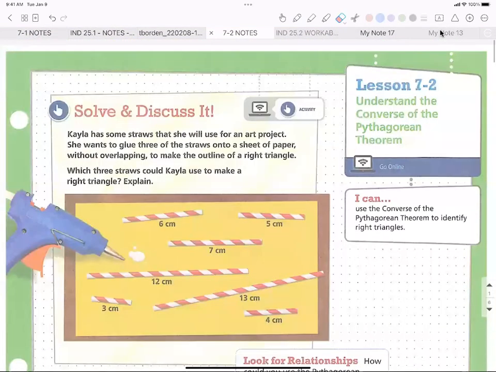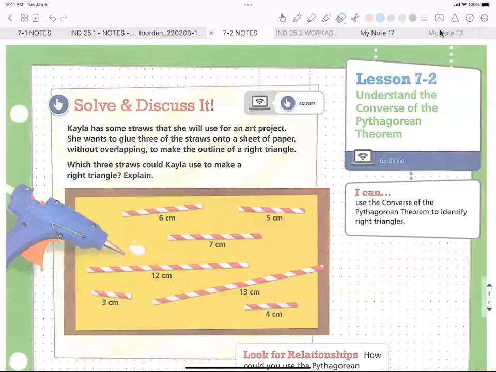So today is 7-2. It says, understand the converse of the Pythagorean theorem. That is a big mathy way of saying that we're going to use the Pythagorean theorem to prove whether or not something's a right triangle. So yesterday, you were told it was a right triangle. You were given two sides. You had to find the missing side using the Pythagorean theorem.